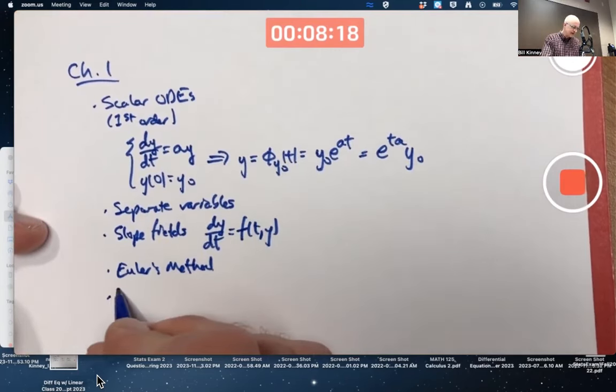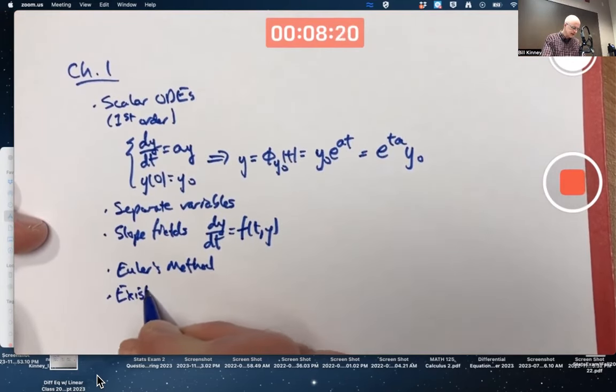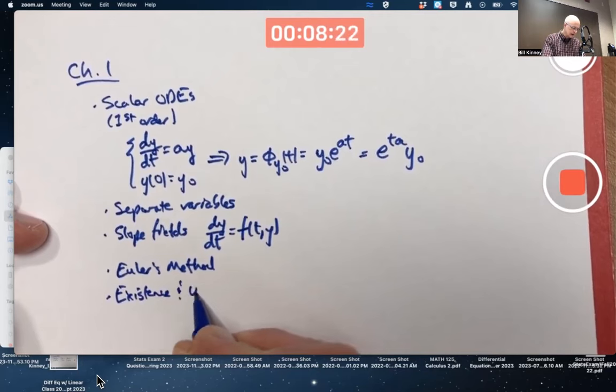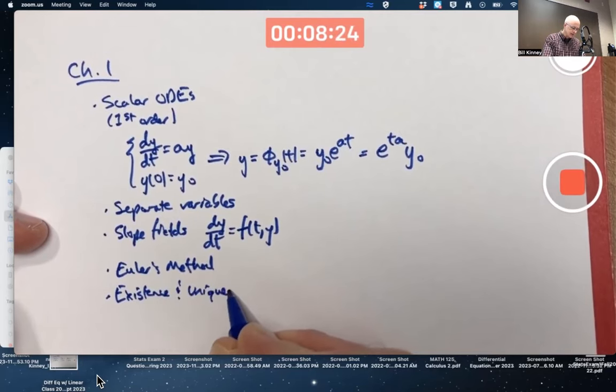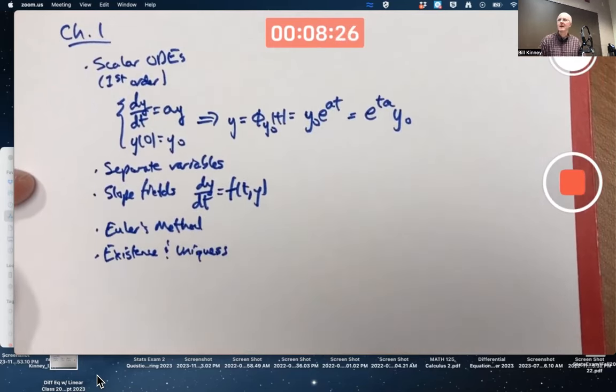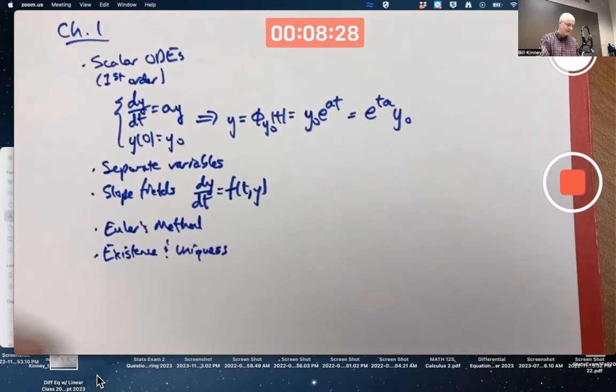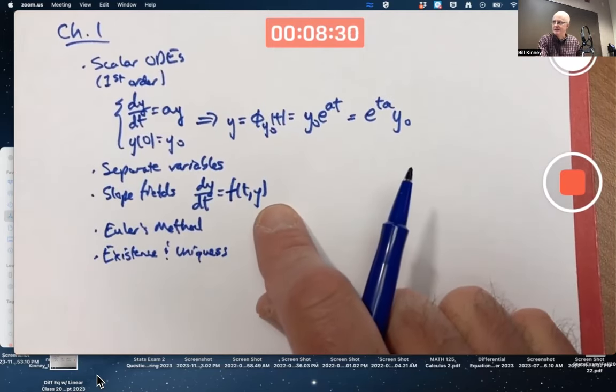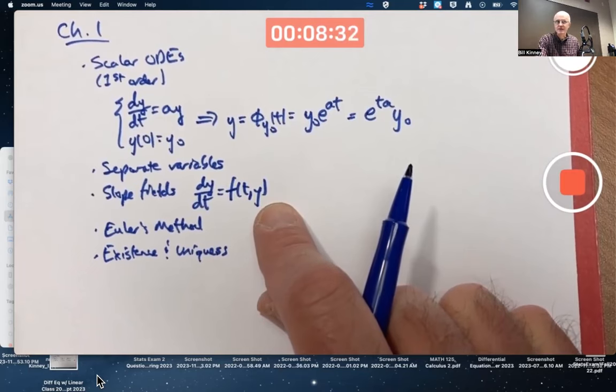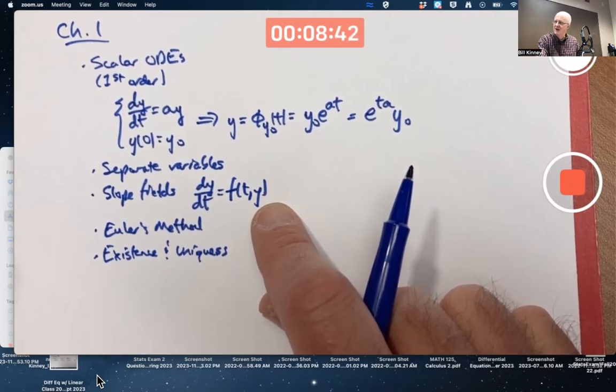Then we got into existence and uniqueness theorems. If your right-hand side function is continuous as a function of t and y, or if it were autonomous, it would just be a function of y, then solutions will definitely exist. If in addition, the partial derivative of this with respect to y is also continuous, then solutions will be unique.